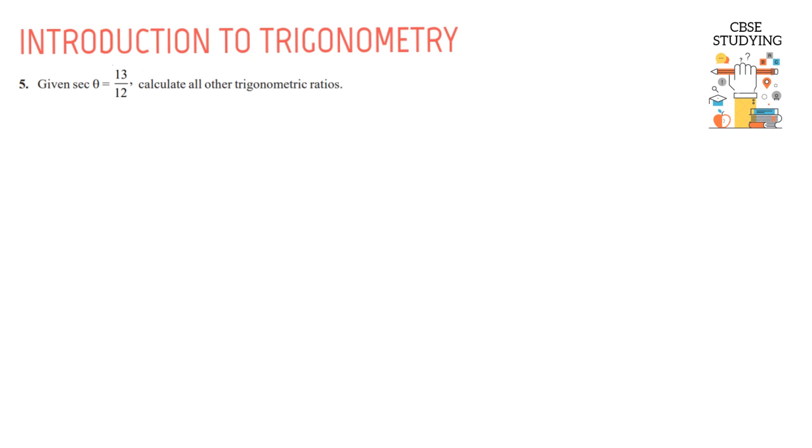Next question. Given sec theta is equal to 13 by 12, calculate all other trigonometric ratios. Simple. So sec theta formula again. Let's take HHA by OAO. For sec, we have hypotenuse by adjacent. That means this will be the measurement of hypotenuse and this will be the measurement of adjacent side. So let's quickly draw the triangle. We have a right triangle A, B, and C. So let's say we have a theta over here, correct? So hypotenuse measurement is 13 and adjacent measurement is 12.